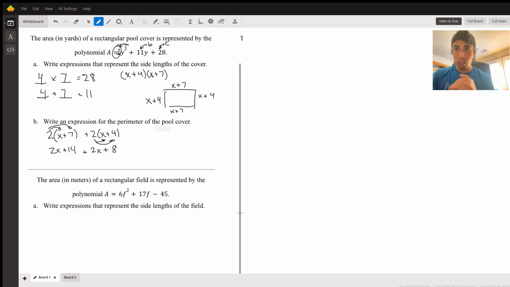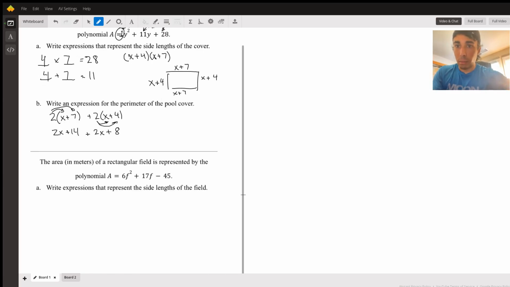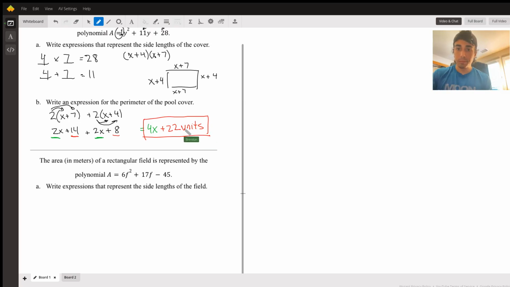You want to look for like terms. Which ones can we actually combine? We can combine the x's here: 2x and 2x gives us 4x. And we can combine the numbers: 14 and 8 gives us 22. There is your perimeter. If you wanted to include units, you could technically say 4x plus 22 units, because they didn't really give us feet, inches, centimeters, anything like that.